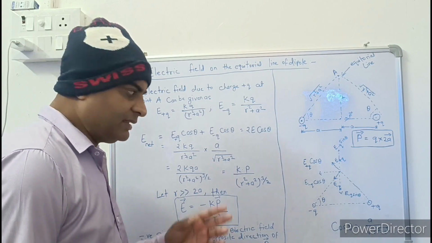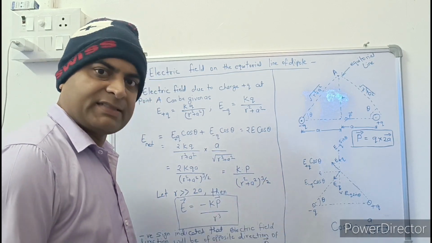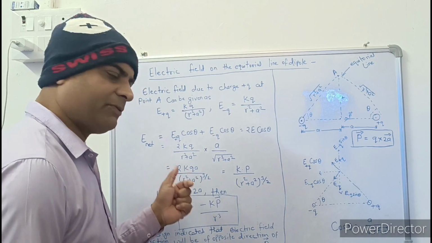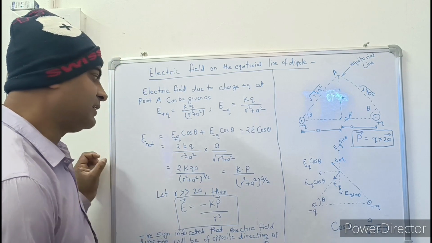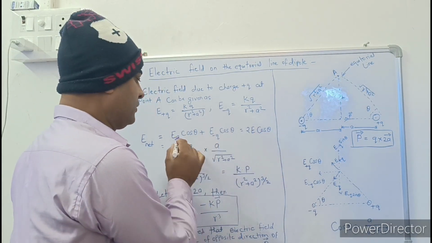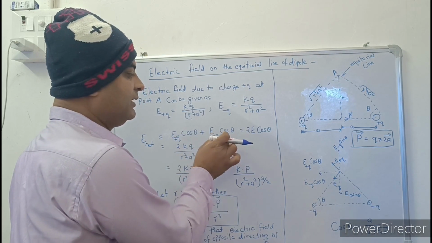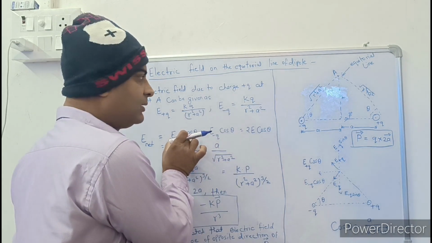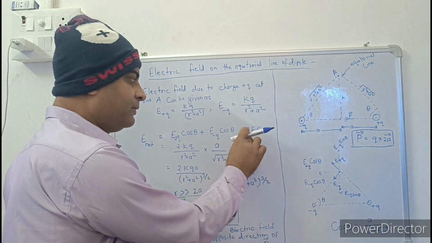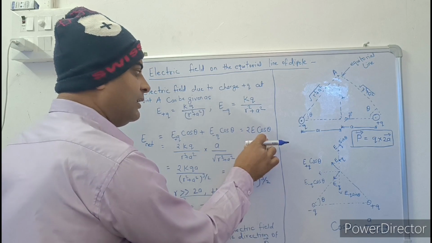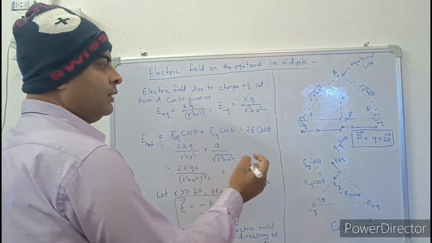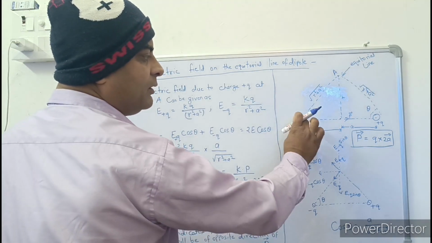If you want this discussion included, then I will make another video, but for the time being we will simply consider this one: 2E cos theta. E cos theta plus E cos theta, because E of both the positive charge and the negative charge is the same, so we have simply added 2E cos theta. And what is the value of E? If you see, E is nothing but the field due to this charge.